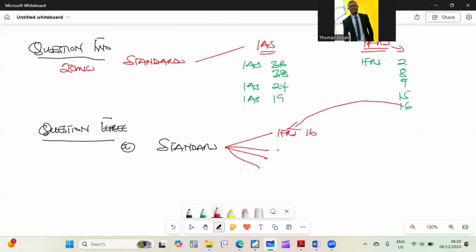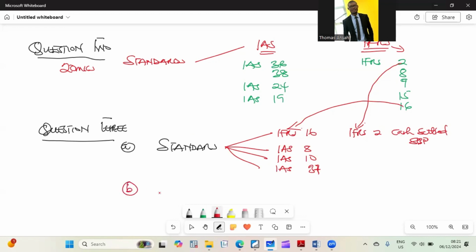So IFRS 16, you may have IAS 8, IAS 10, then IAS 37 for these liability standards. IFRS 2 will be cash-settled share-based payment. We will be looking at them precisely in some order. Okay, so basically, this is how your question 3 is.